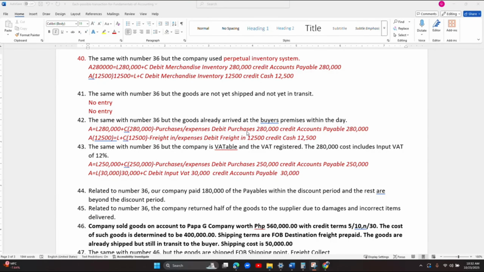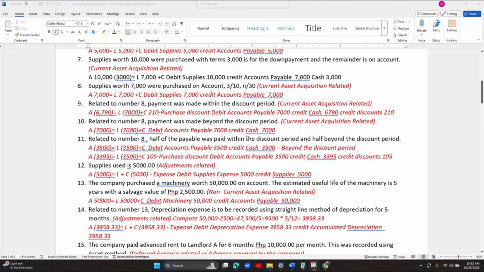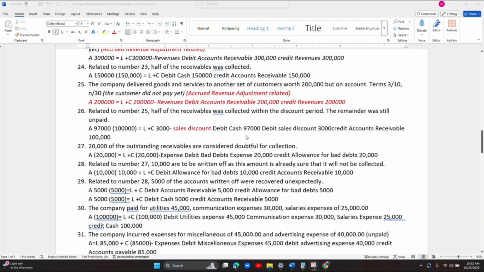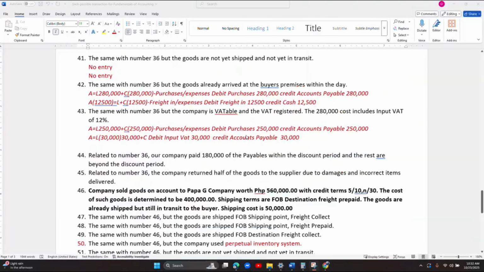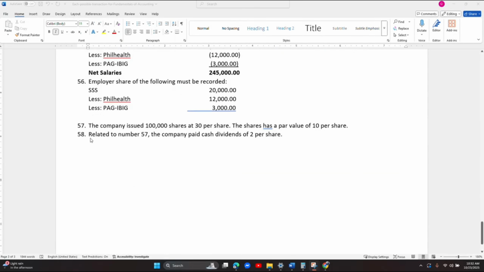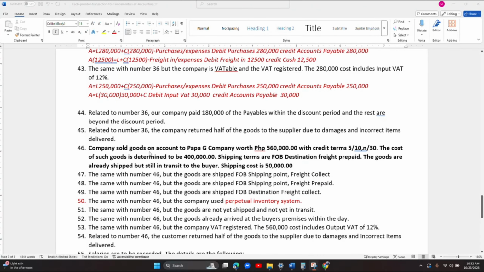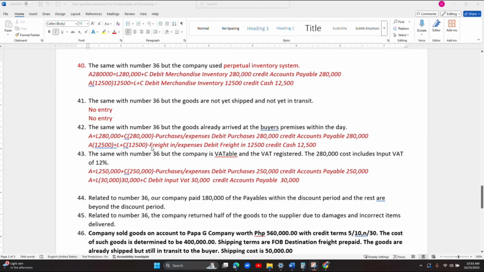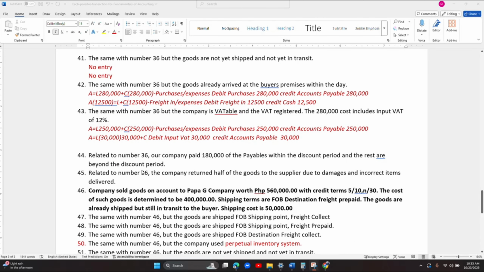So I guess this is the fifth installment of all the possible transactions in basic accounting. We have already talked about until number 43. So we have at least, I don't know, 15 transactions left. We have number 43 right here. This is related to number 36, and we go to number 44.